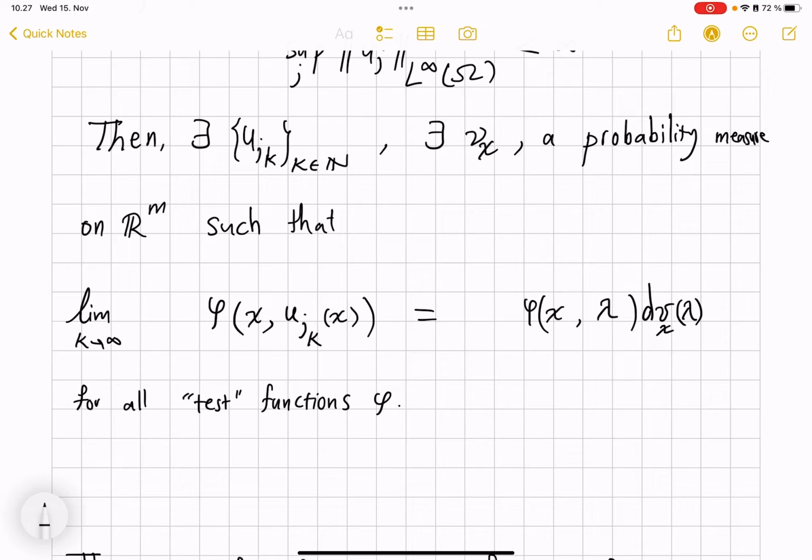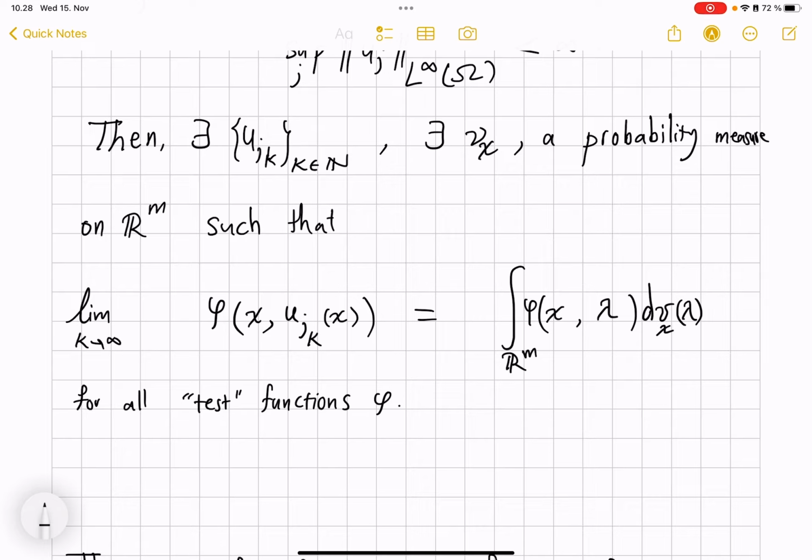So, for example, if these u_jk's never visit neighborhoods of lambda equal 3, this measure would be a measure that is 0 around lambda equal 3. So that's how you should think about it. And then we said averaging, so integrate. So first, average these phi(x, lambda) quantities when lambda runs over all of Rm. This captures all values that the u_jk's meet.